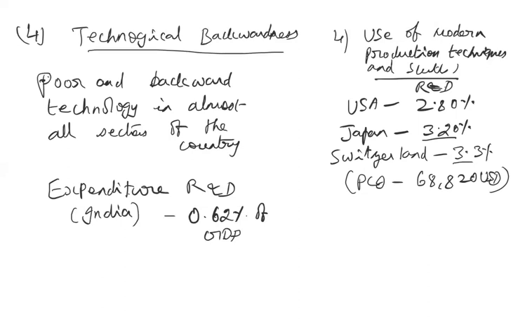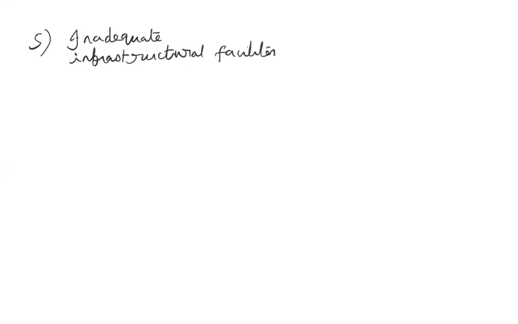You can understand. Okay. Then the next direct outcome of this is inadequate infrastructural facilities. We have seen that all the infrastructural facilities like roads, power, irrigation, banking, communication, health and education are very, very poor in these countries, but all of these are well developed or reasonably developed in the developed countries.